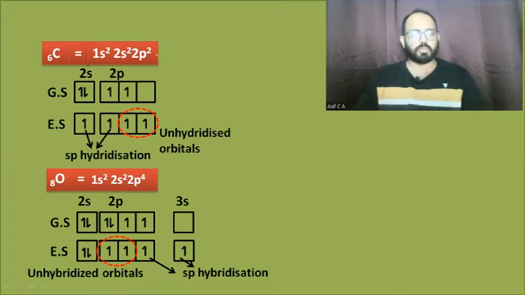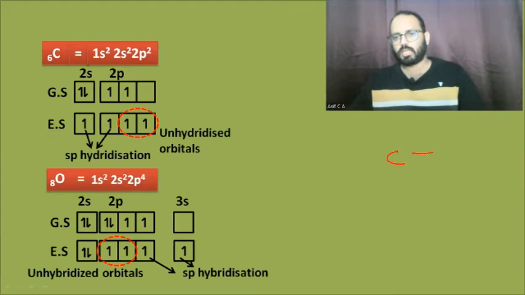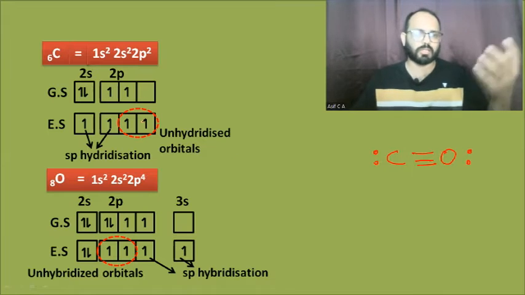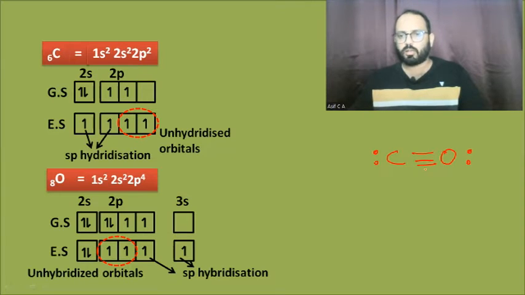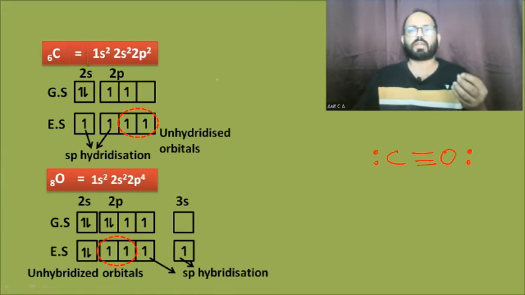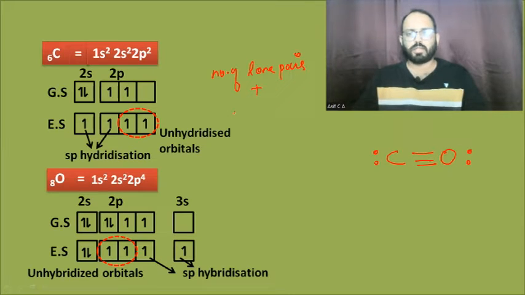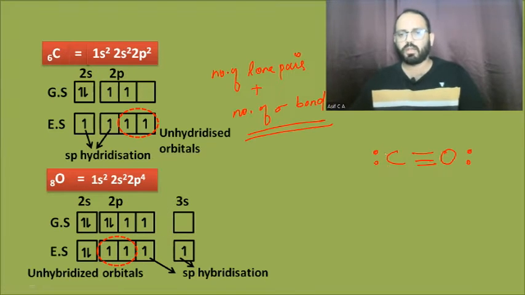Look at the hybridization of this carbon and oxygen in carbon monoxide. You can see this is the structure of carbon monoxide. You don't have to make it complicated. We have already studied how to find out the hybridization: number of lone pair plus number of sigma bond. Fine. கார்பன் பாத்துருங்க. கார்பனுக்கு எத்தனை lone pair? ஒரே ஒரு lone pair. எத்தனை sigma bond? First bond is sigma. மீதி இருக்க ரெண்டு bondமே pi bond தான்.